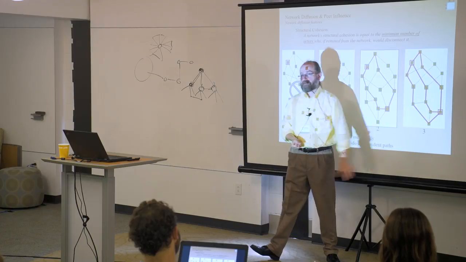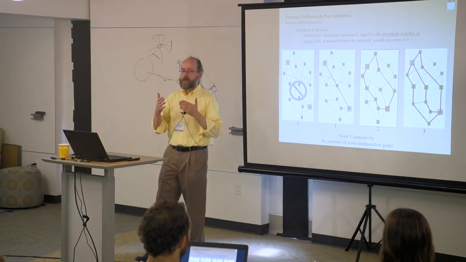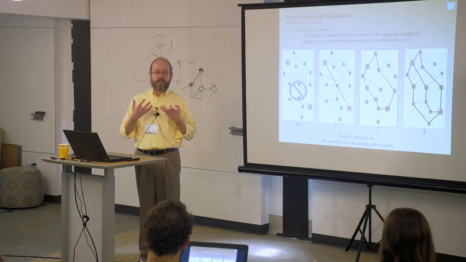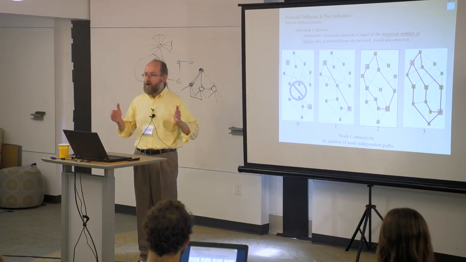Or you can have three connected, right? And the more completely node-independent routes, the harder it is to stop the flow of something in the network because there's all this reinforcement that happens. And what's really important, and I want to emphasize this really carefully, is that it's not just the number of paths. It's the number of independent paths.